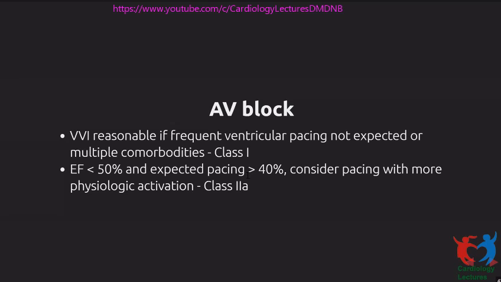One of the strongest predictors is resting ejection fraction. So if you clearly have a reduced EF, if it is clearly less than 40% or 35%, there's no question at all, definitely give them physiologic pacing, meaning either cardiac resynchronization therapy or probably His bundle pacing. But even if their heart function is mildly reduced, it's not normal, so EF is less than 50%, if the patient is expected to have almost 100% pacing, that is, patient is in persistent AV block, definitely consider pacing with more physiologic activation. This is a class 2A indication.